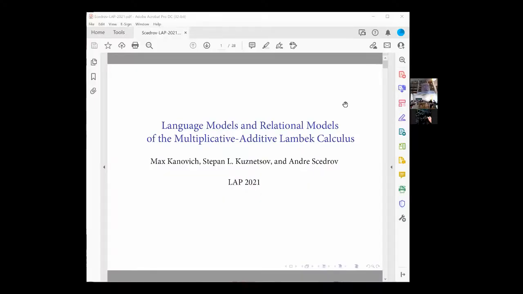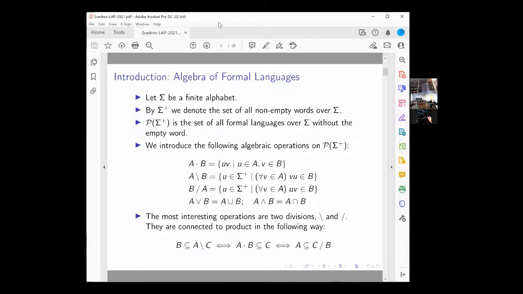I'd like to talk to you today about language models and relational models of the multiplicative additive Lambek calculus. And it's a pleasure to acknowledge joint work with Max Kanovich and Stepan Kuznetsov. Let's start with just a very simple example.